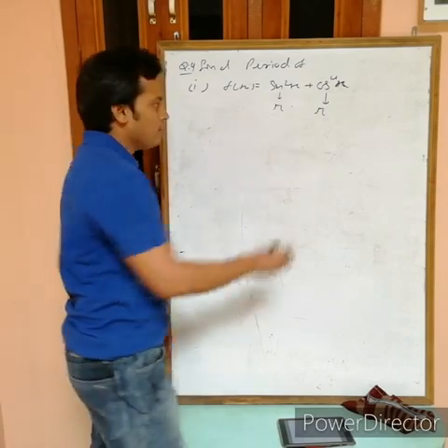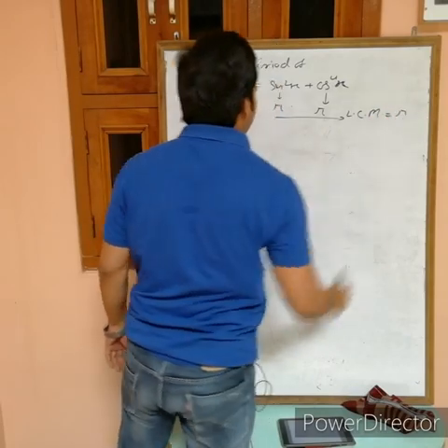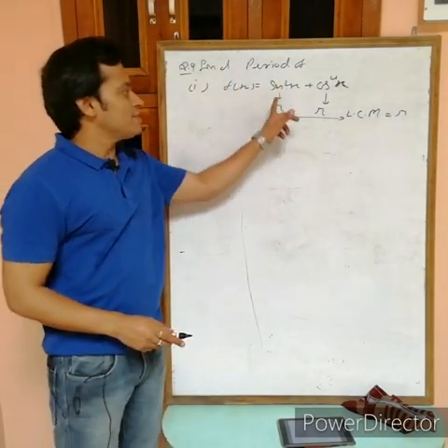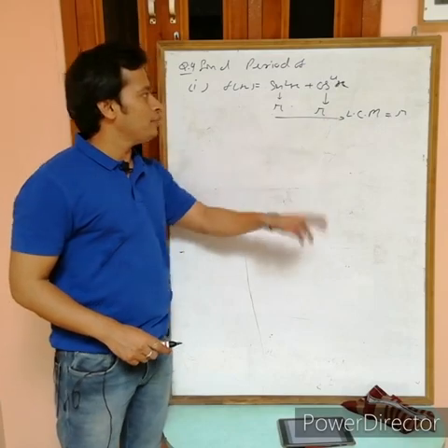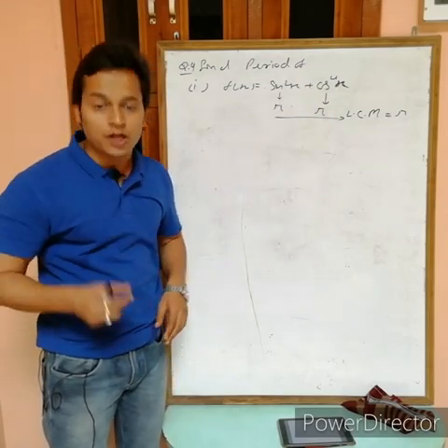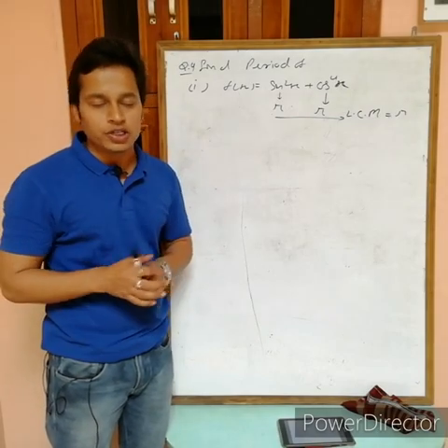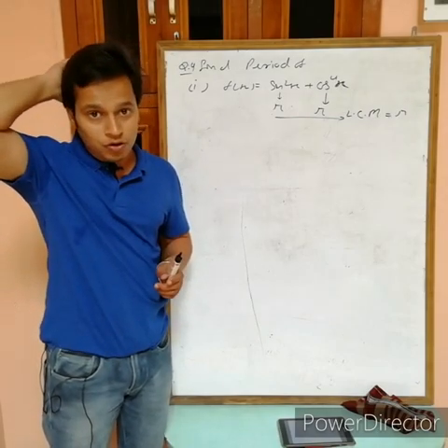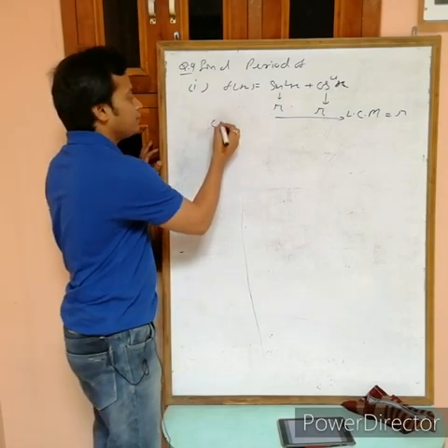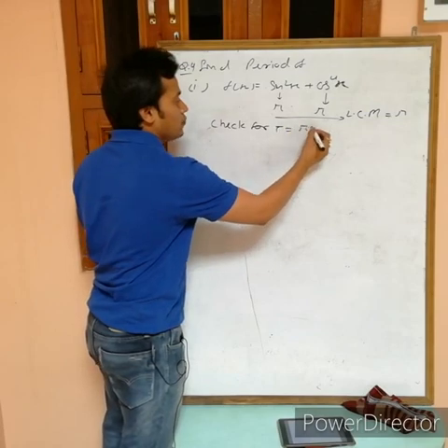If you take the LCM of these two, the LCM is equal to pi. The period of f(x) is pi, the period of g(x) is pi, so the period of f(x) plus g(x) is the LCM of these two. This is a period, but it is not necessarily the fundamental period. So I have to check for pi by 2. So check for T equals pi by 2.